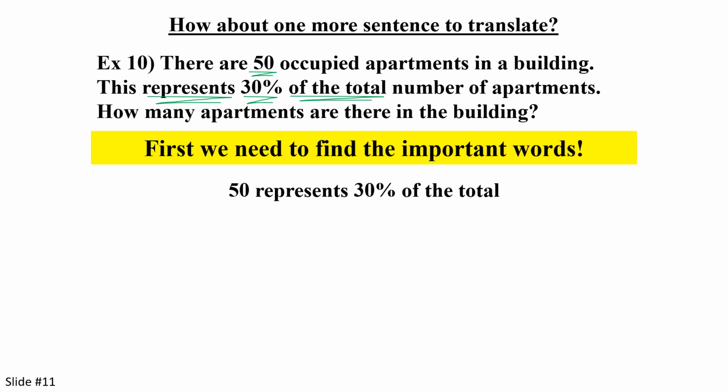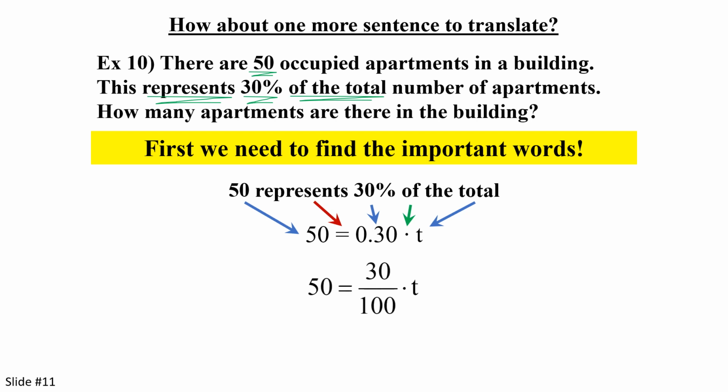Sort of like the noun, subject, the predicate, the verb, and the object. Fifty is 50. Represents means equals. 30%, 0.30. Of means multiply. And the total is t. Or if we write it as a fraction, 50 equals 30 over 100 times t. So you've got to find the words you need and then translate those.